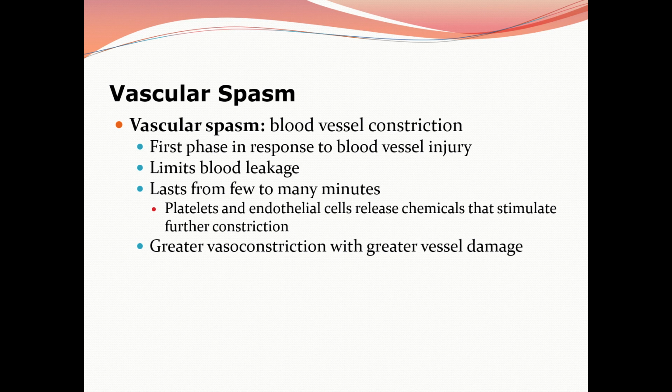In the first stage of blood clotting, the vascular spasm causes blood vessel constriction. This is the first phase in response to blood vessel injury. Vascular spasm limits blood leakage, and it lasts from a few to many minutes. During this time, platelets and endothelial cells release chemicals that stimulate further constriction. There is greater vasoconstriction with greater vessel damage.